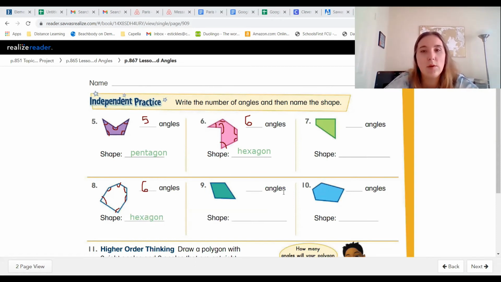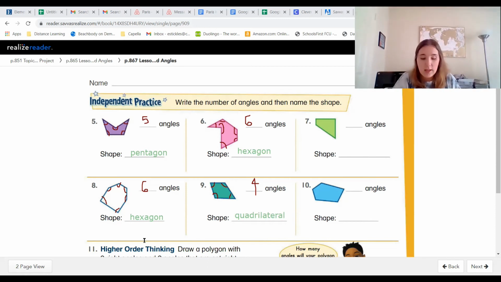What about number 9? I want you to do number 9, count the angles, write it down, and then tell me what shape it is. So take a minute and come back when you have it. Okay, let's see. 1 angle, 2 angles, 3 angles, and 4 angles. So a shape that has 4 angles would be a quadrilateral. Now it can't be a square because it doesn't have the right angles. Remember, they don't make squares in the corners, so it's just a quadrilateral. If it had 4 right angles, then it would be a square or a rectangle.